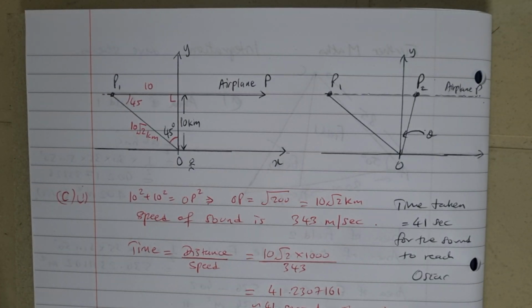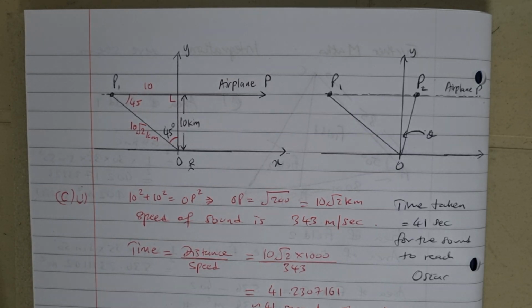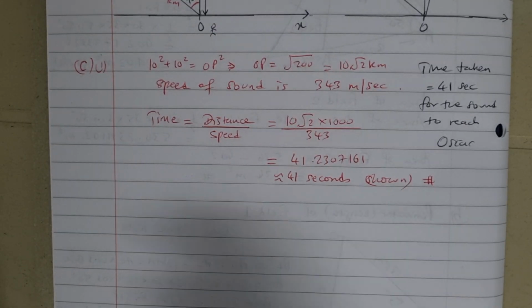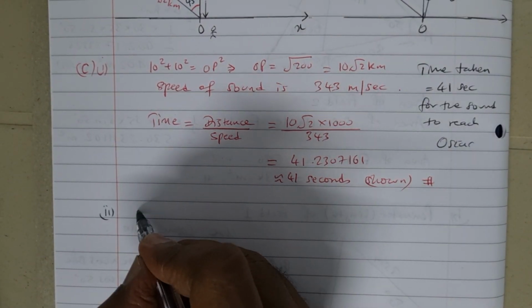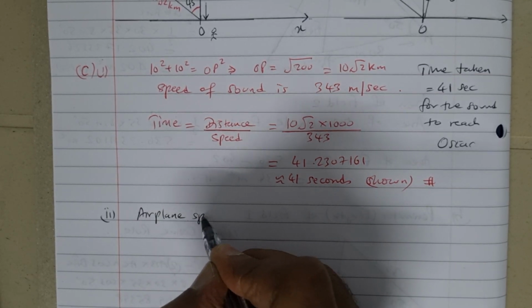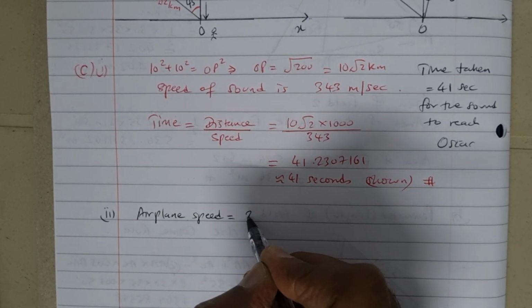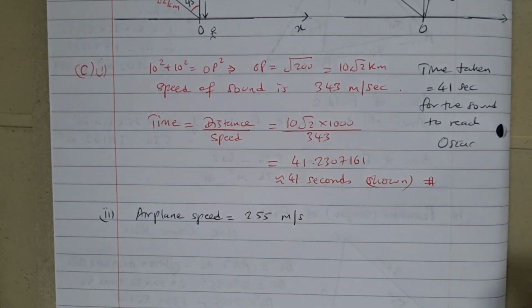Okay, in part C again, but this is the second part C of the question, we are told that the airplane is flying at a constant speed of 255 meters per second. Now that's the speed of the airplane, 255 meters per second. Let me just write this down. Okay, this is going to be our second part. Airplane has a speed and is flying at 255 meters per second. That's quite fast.